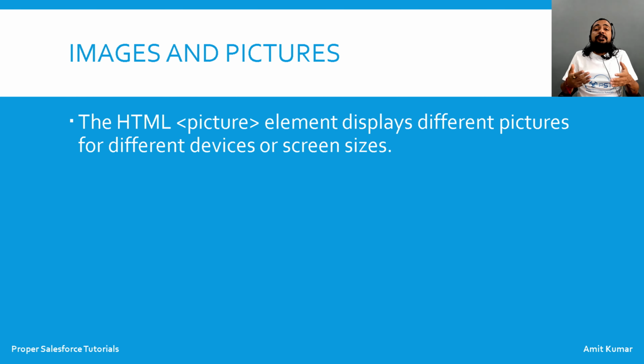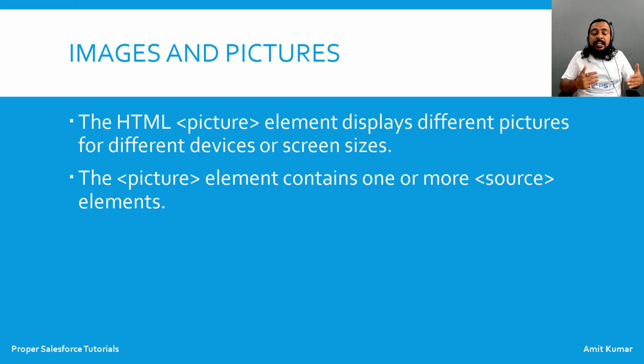Now HTML also has a picture element. The picture element displays different pictures for different devices or different screen sizes. With the help of the picture element, you can specify the same image in different sizes so that the same image can be loaded on different screen sizes. Because the picture element is created for supporting more than one screen size, it has different source elements.